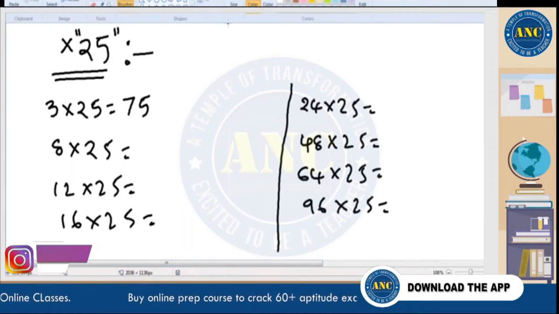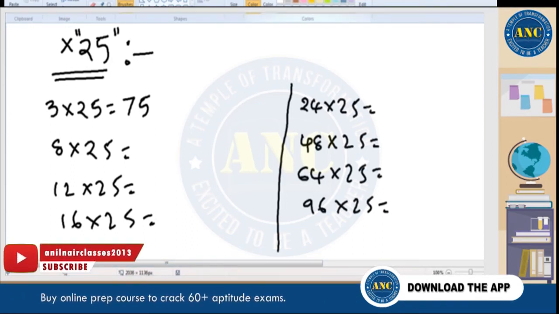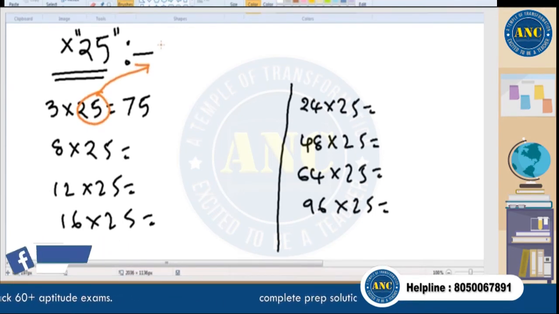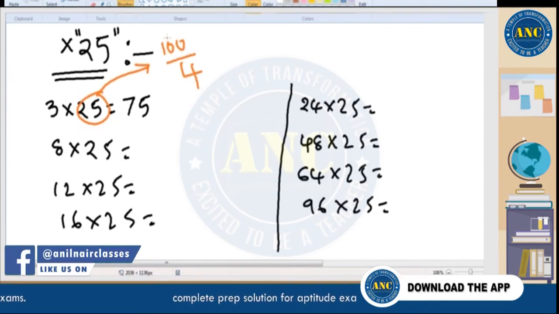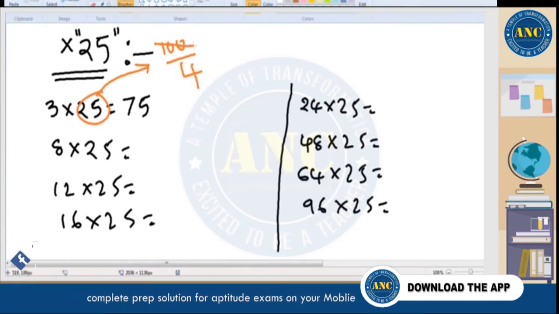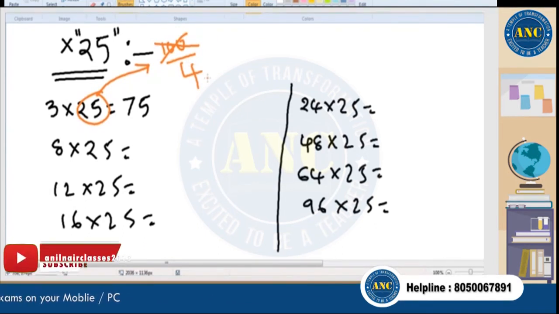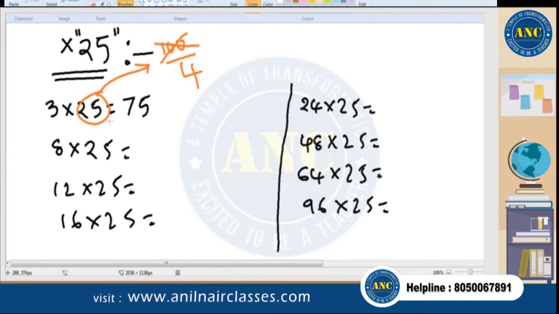I can write this 25 as 100 by 4 because multiplication of any number with 100, I don't have any problem. Substitution of 2 zeros at the end. That is my thing, sir. So, first thing, no need to work on it.